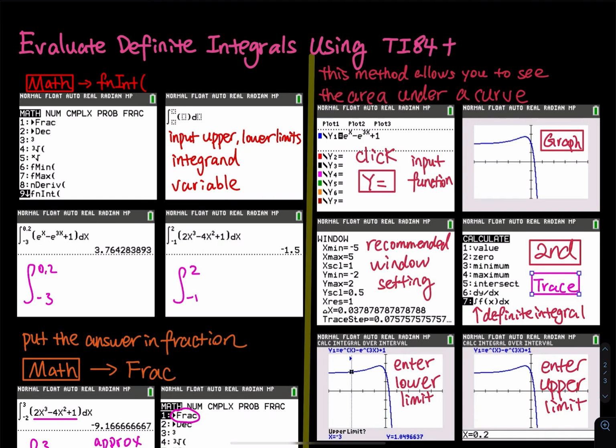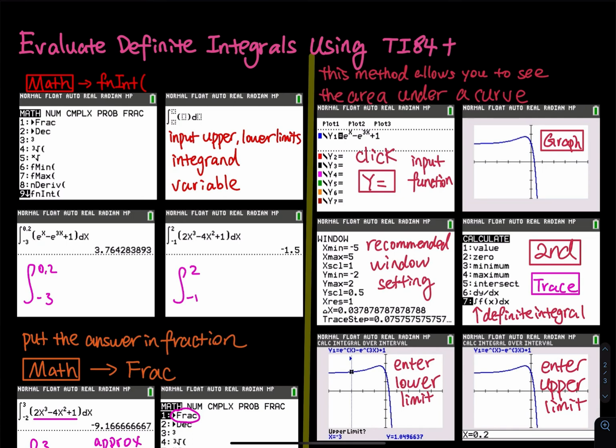The reason I put cal is, do you see that there is a word cal above the trace? When you click second and trace, you are going to the calc function. You are asking the calculator to show you the calc menu, so that's why this menu is called calculate. And then what are we trying to calculate? We are trying to calculate a definite integral. So you have to go to the last option, integral f of x dx. That is called evaluating a definite integral.